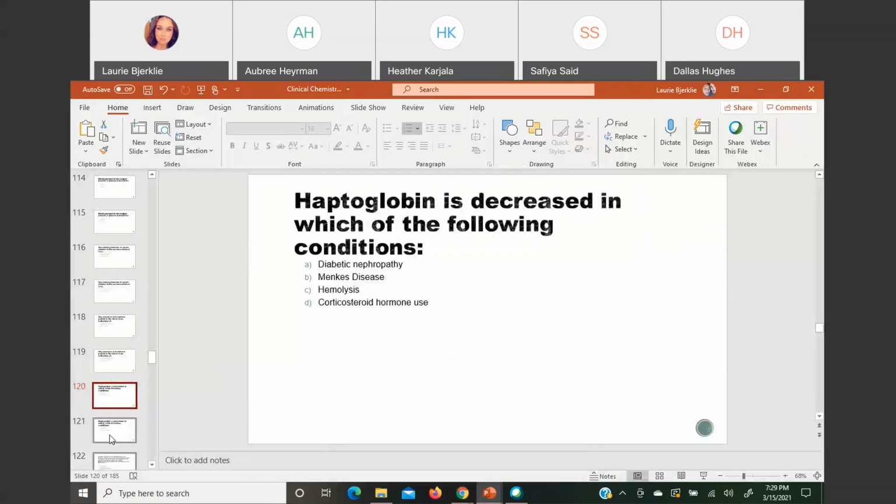All right, haptoglobin is decreased in which of the following conditions? All right, so I see a couple of answers. It is all about hemolysis. So again, when you have your hemolytic pathway occurring, especially your intravascular one, haptoglobin is going to bind onto that free-flowing hemoglobin to keep it from being filtered and bring it to the liver. In doing so, the haptoglobin is depleted, so it becomes decreased in that hemolysis.